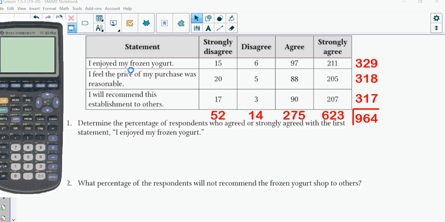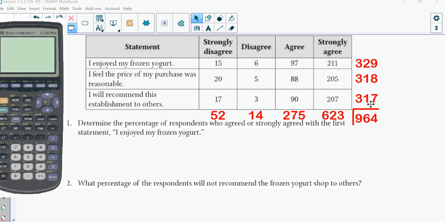So for the statement, I enjoyed my frozen yogurt, there were 329 people that answered either strongly disagree, disagree, agree, or strongly agree. I feel the price of my purchase was reasonable. There were 318 people who answered that question. I will recommend this establishment to others. There were 317 people who answered.